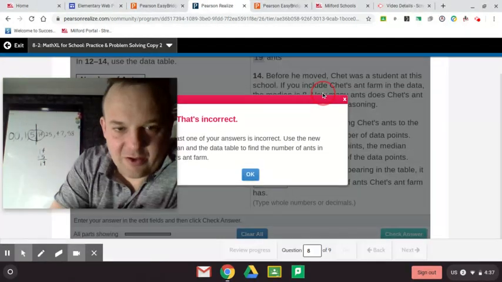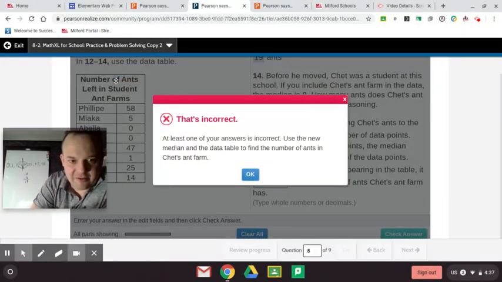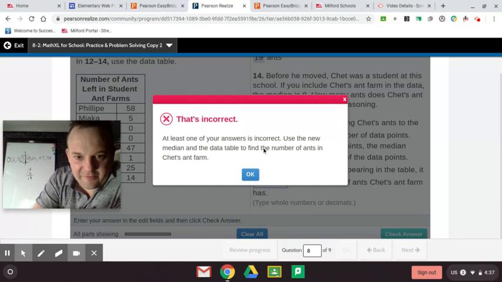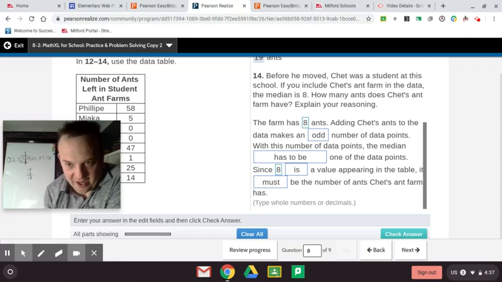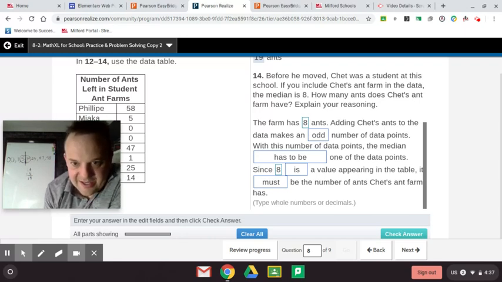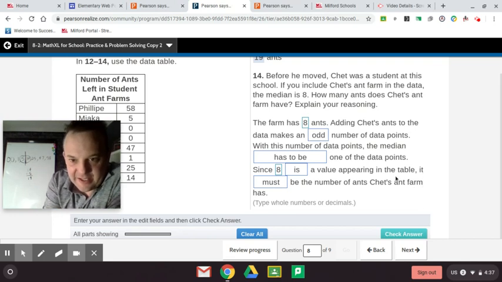Okay. Well, it's good to see your teacher working through it. At least one of your answers is wrong. Which one? Use the new median. Okay. The farm has 8 ants. Adding Chet's ants to the data makes an odd number of data points. With this number of data points, the median has to be one of the data points. Since 8 is not a value appearing in the table, it must be the number. Okay. So in the original table, 8 is not there, so it must be what Chet has.